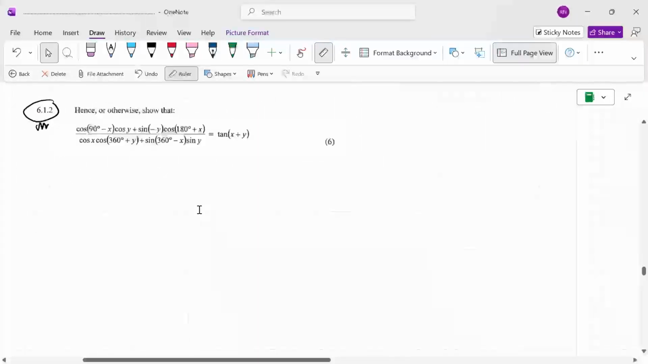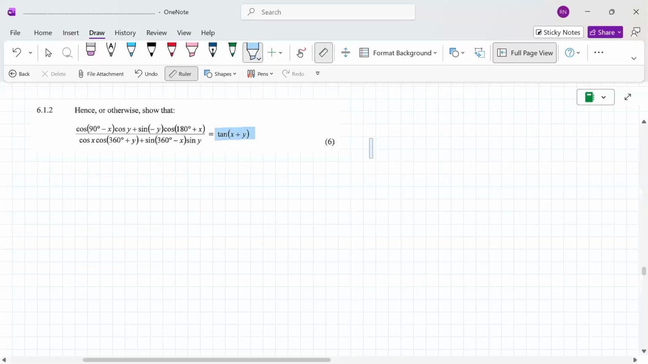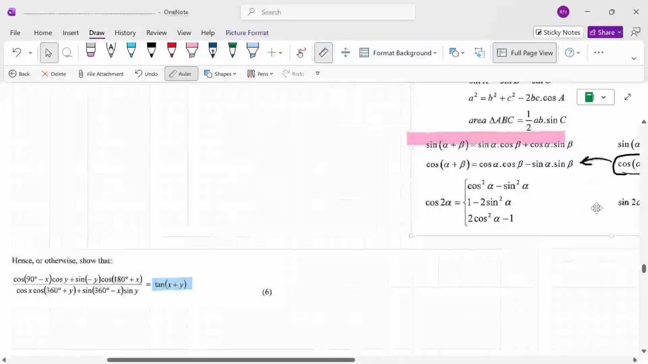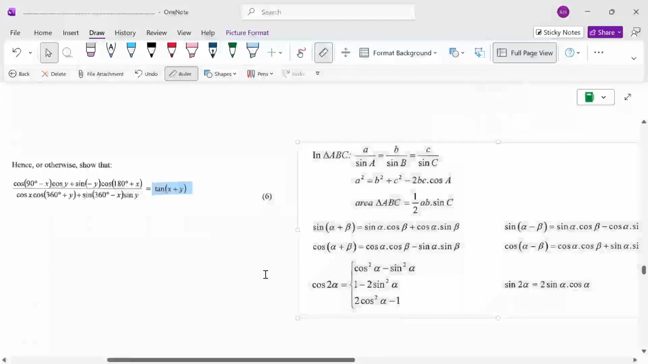Okay. Hence or otherwise, so it does matter. Show that cos of 90 minus x is equal to tan x. So whenever you have a show that, there's always a simple side that you can't do anything to, and a complicated side that you can do a lot of things to. In this case, tan of x plus y, you really can't do a lot. You don't even have tan identities that will allow you to use tan of x plus whatnot, right? So we're going to use the other side to try and prove that these two sides are equal.